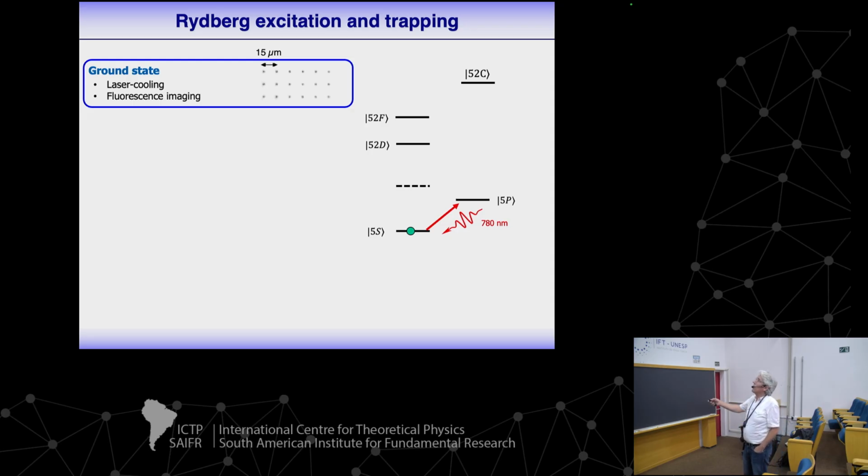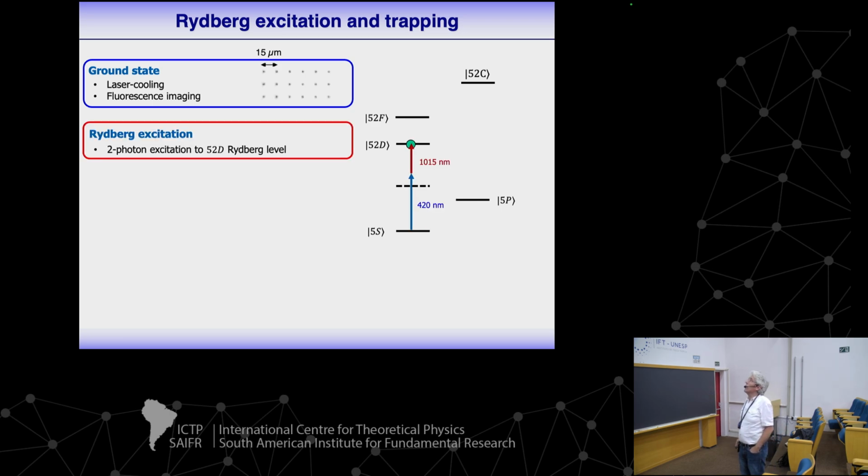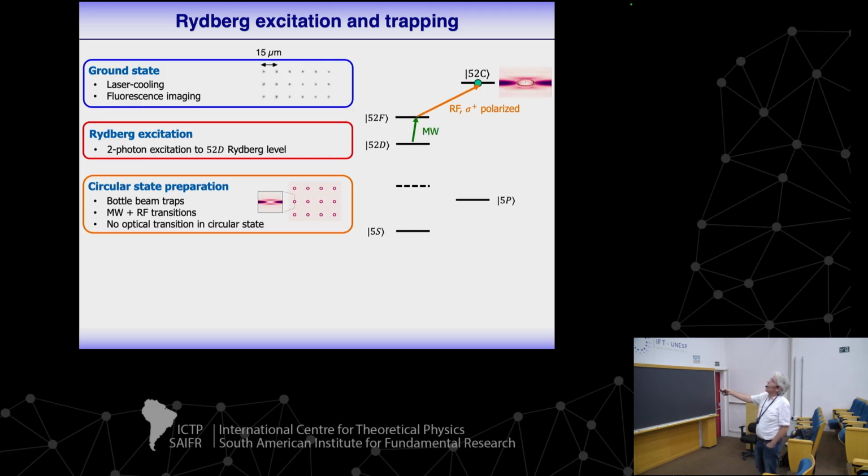So the first thing we did is to demonstrate the trapping. For demonstrating the trapping, we started with an array of atoms with 1 atom per site in the ground state. We performed circularization in several steps. First, laser excitation from 5s to 52D, a two-photon transition, as everybody does. Then a microwave transition to the 54F. Then a radio frequency transfer with sigma plus polarized radio frequency photons. And we transfer most of the population into the 52 circular state.